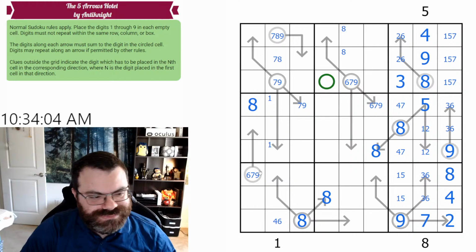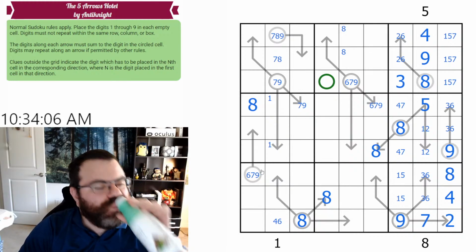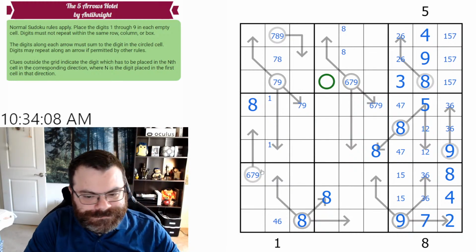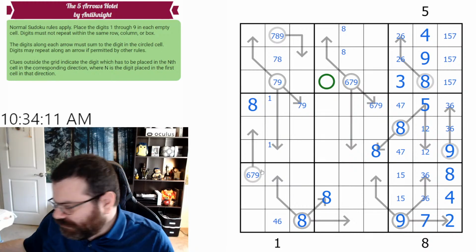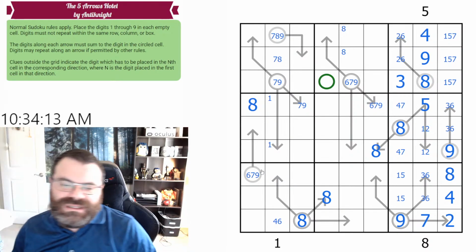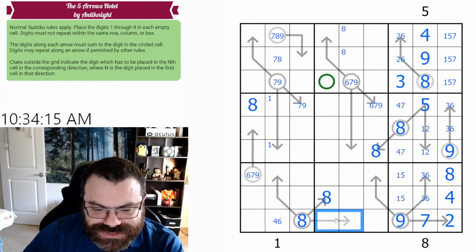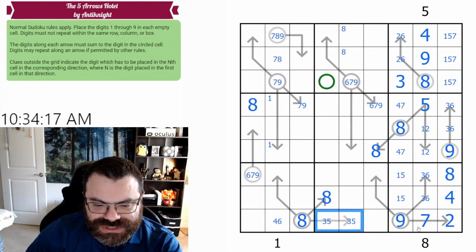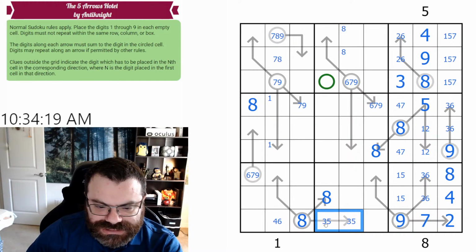Also, hello, Zeta. I'm being told to add to 8 now. So can't do 1, 7, can't do 2, 6. This must be 3, 5.